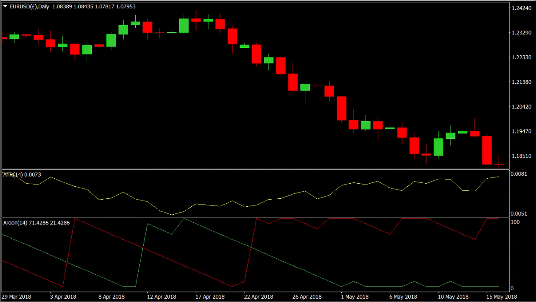So for those of you not familiar with the Aroon indicator, there's really nothing to it. It's this double line indicator that you see at the bottom of the screen here. The idea is that you go long whenever the green line crosses above the red line, and you go short whenever the red line crosses above. The other indicator you see here on the screen is the ATR, and we'll be using that to set our take profit and our stop losses.